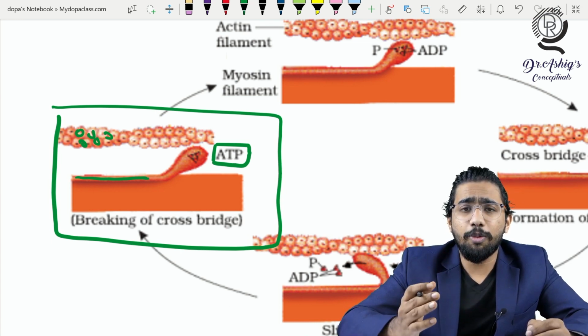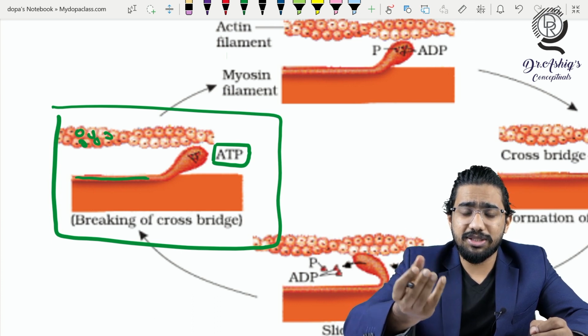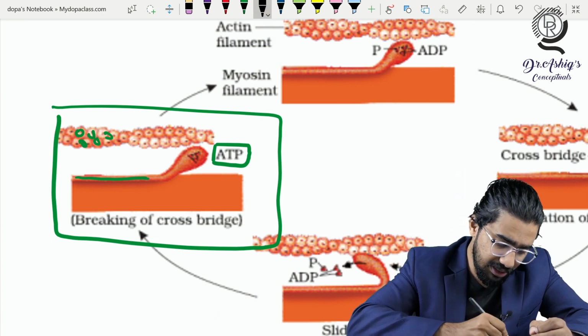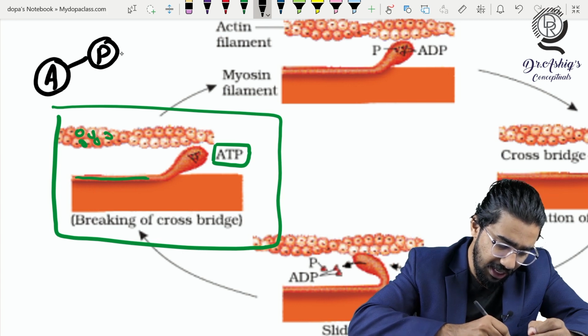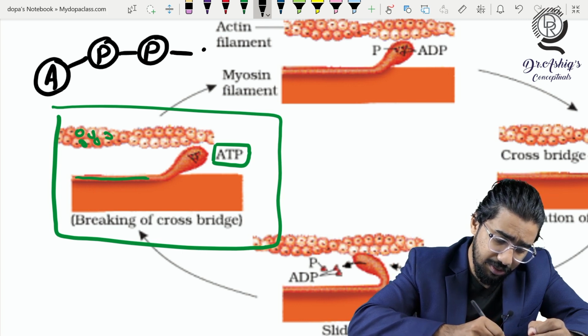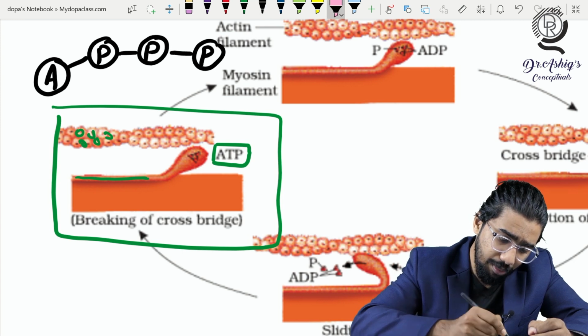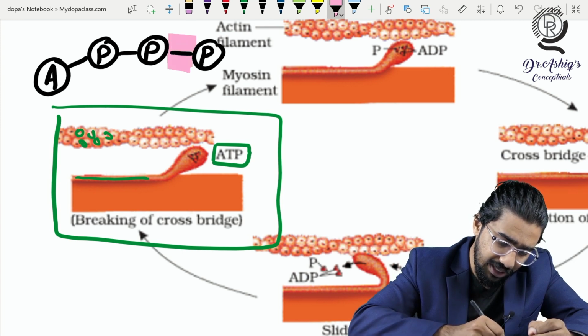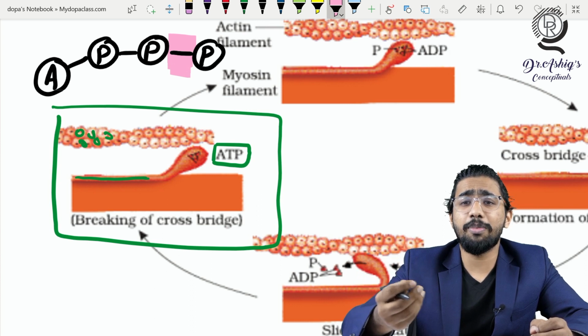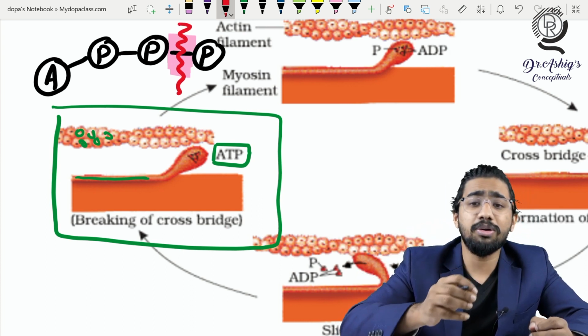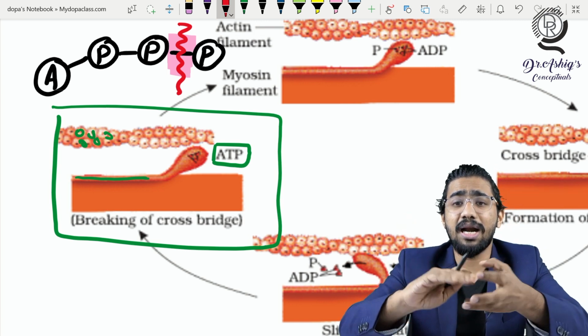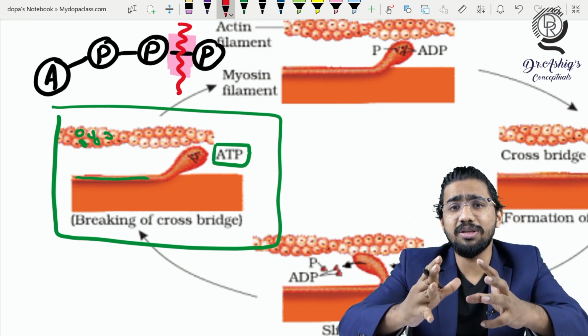Before we go to the topic proper, let me explain the structure of ATP at a glance. ATP has an adenosine and 3 phosphates attached to the adenosine. What is the specialty? The bond between the second and third phosphate, this bond, is a high energy bond. So if we break this bond, the energy will be released, and that energy can be used for biological activities.